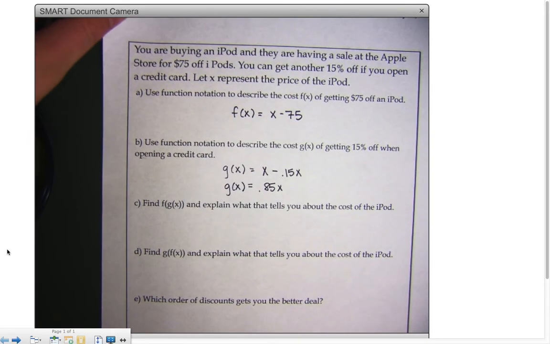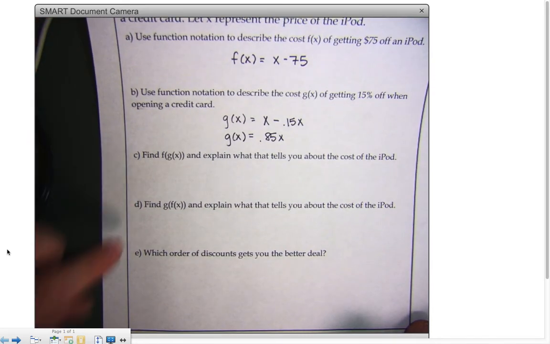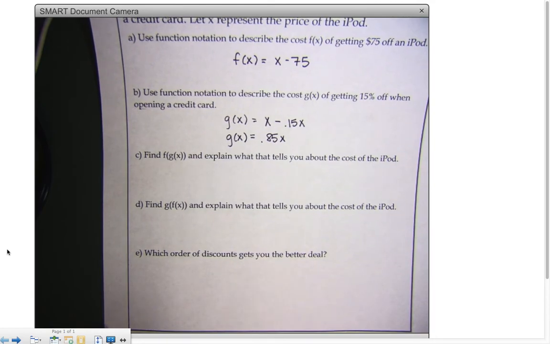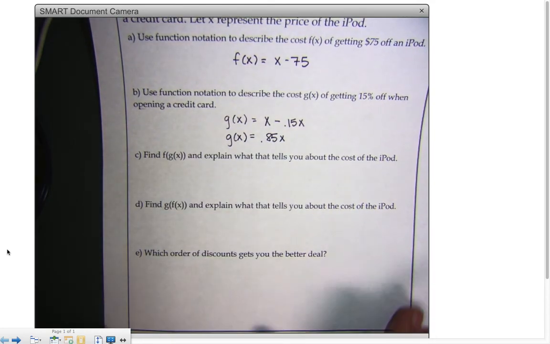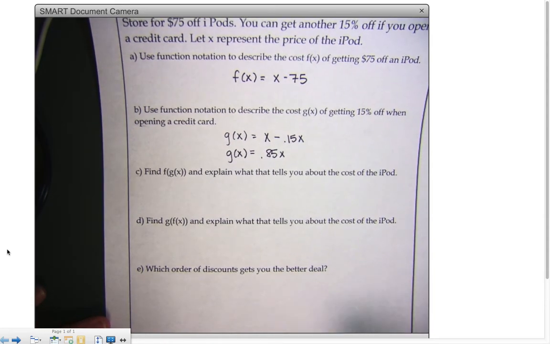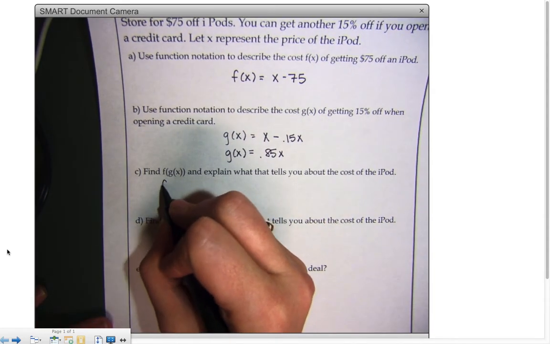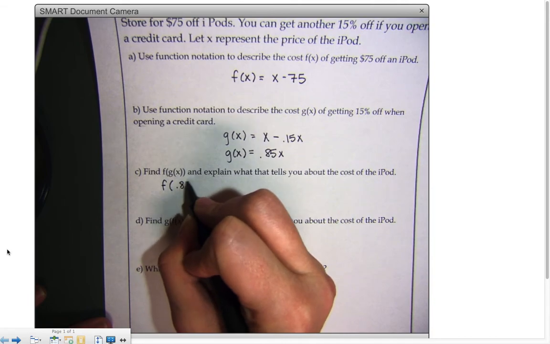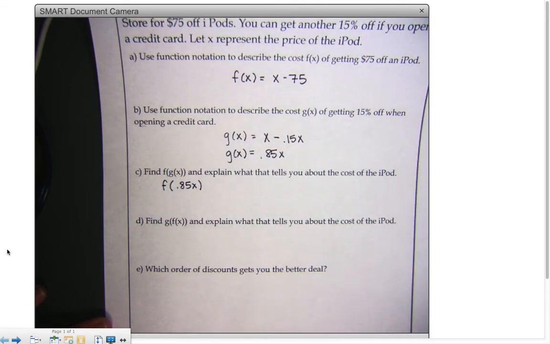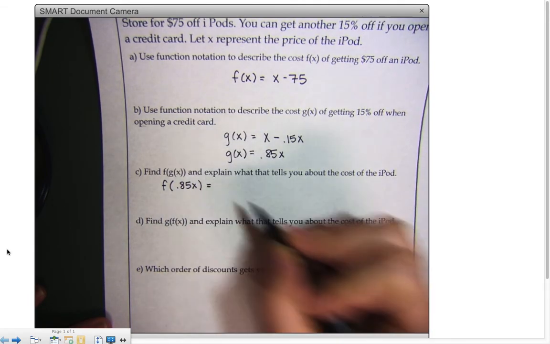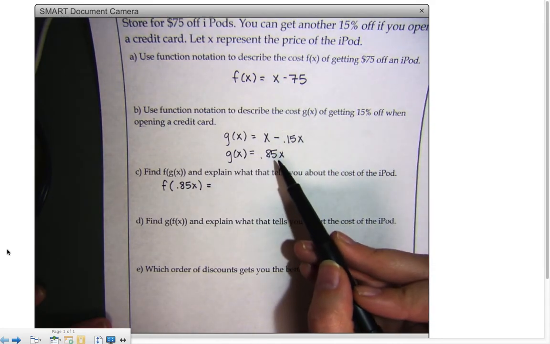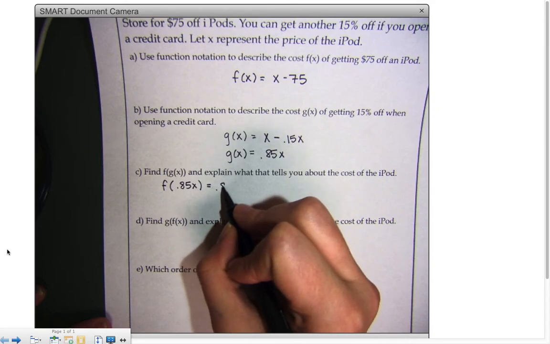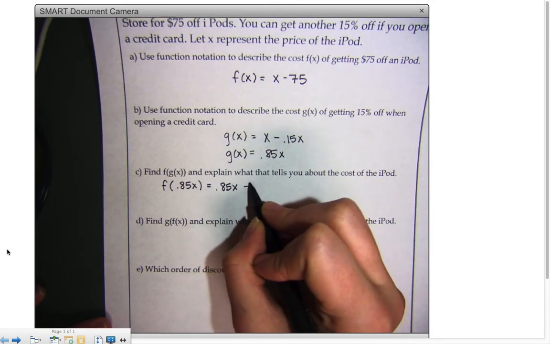Now, let's say you're getting both discounts. That's what the composition is representing. So let's say we have f of g of x. That's saying we have f of 0.85x, because that's what g equals. So in my function f, I'm going to replace x with 0.85x, minus 75.